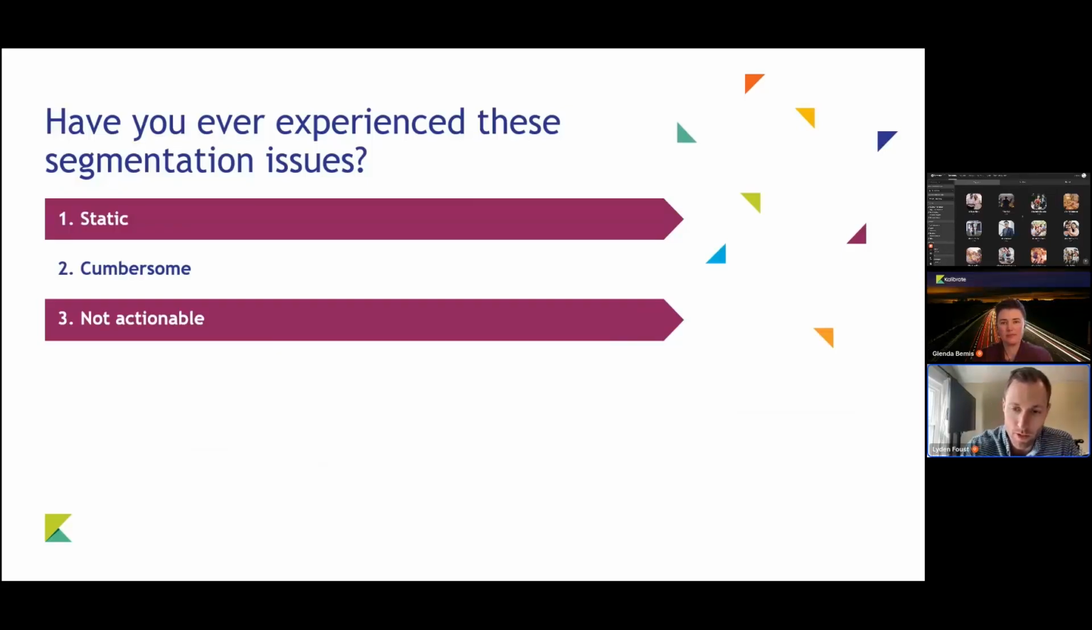So one issue that you potentially could experience is that segmentation is static. Maybe your segmentation lives in a PDF, or maybe in a Word document somewhere on your computer. But we know people change, and the way that they behave changes over time. Is that captured by your segmentation? This has been especially important since COVID really changed behavior significantly. So that's one. Two, cumbersome.